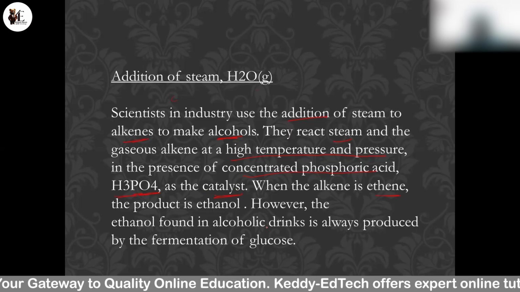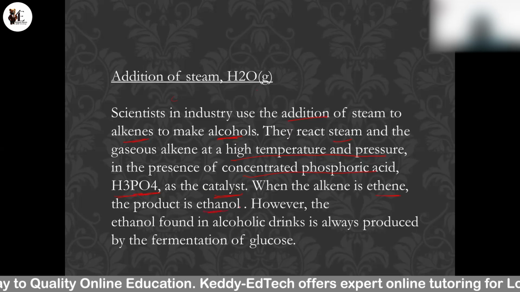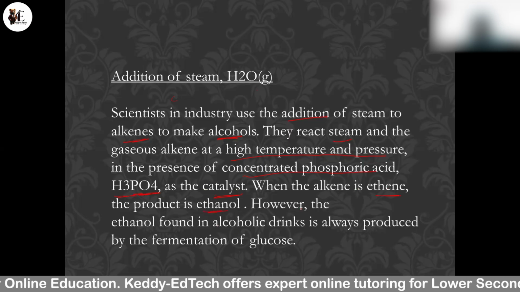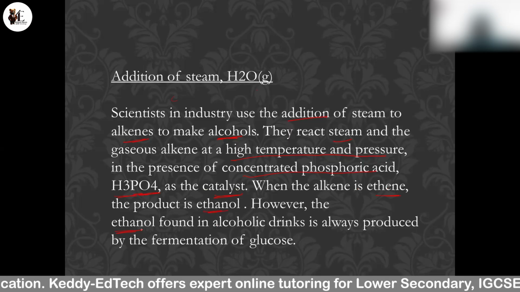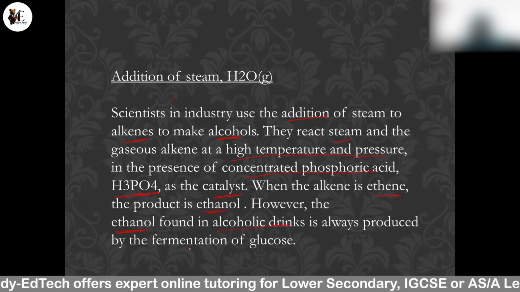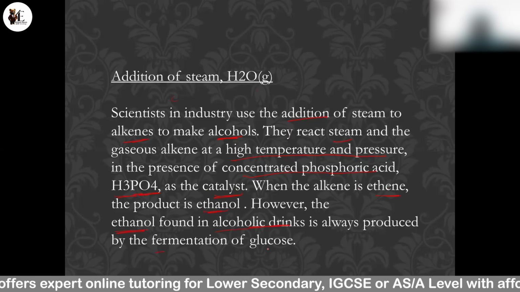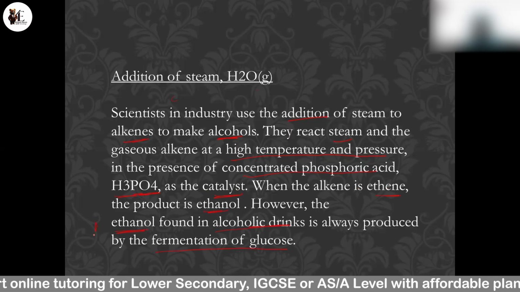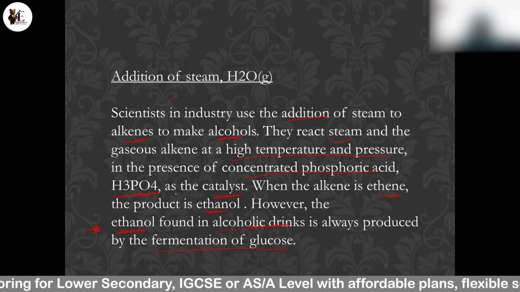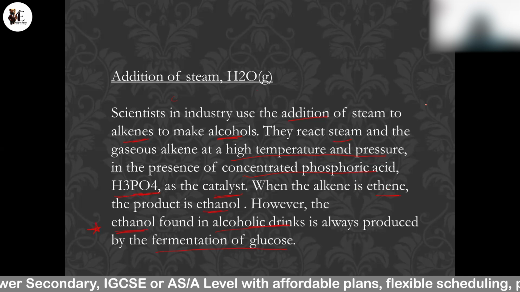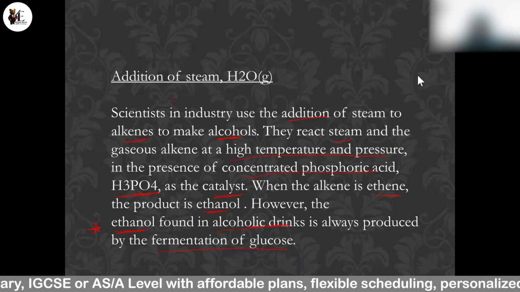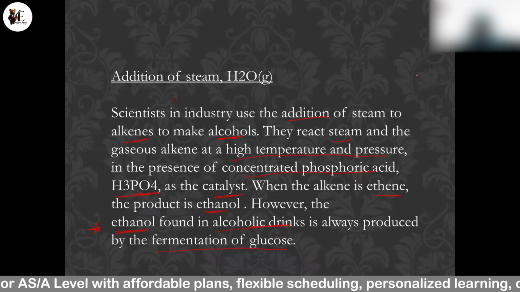When the alkene is ethene, the product is ethanol. When the alkene is propene, the product is propanol. Here it is written that ethanol, which is found in alcoholic drinks, is always produced by fermentation of glucose. So you can write a note here that ethanol formed after the addition of steam to the alkene is actually produced by the fermentation of glucose.